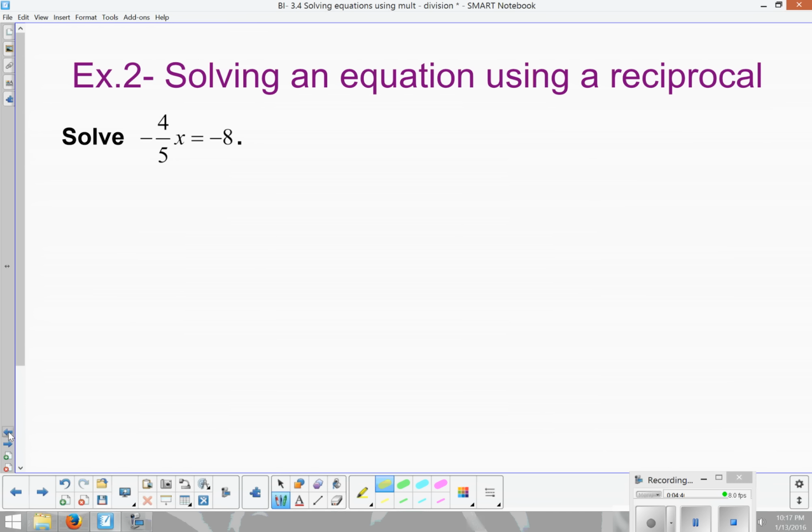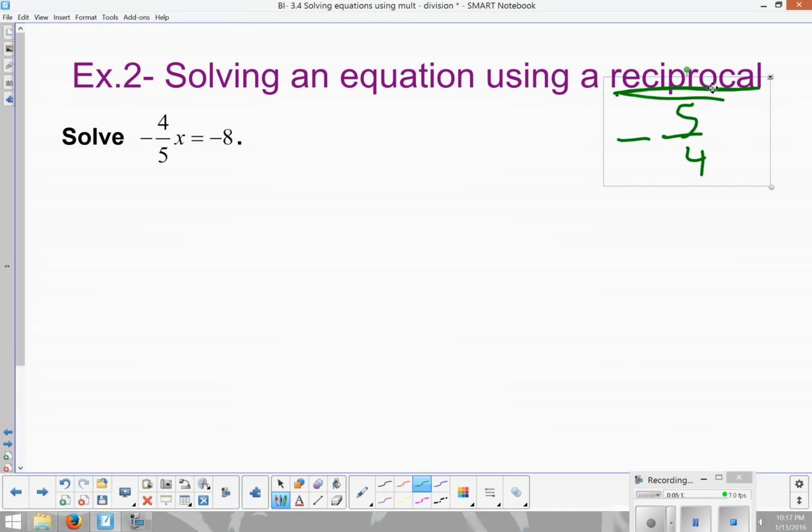Okay, example 2, solving an equation. Now this time we're going to go ahead and solve the equations using a reciprocal. As a reminder, a reciprocal is when you flip the fraction, reversing it. So if you have, for example right here, negative 4 over 5, the reciprocal is going to be 5 over 4. Now, did it have a sign in front of it? Yes, so you have to carry that sign. So that would be the reciprocal.